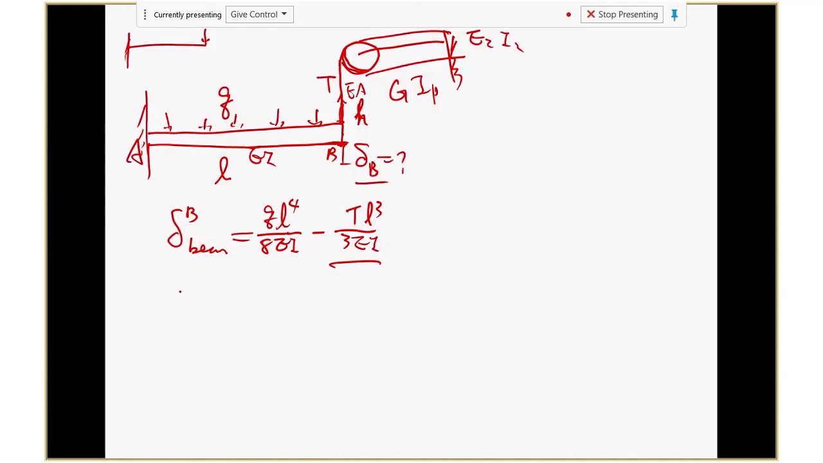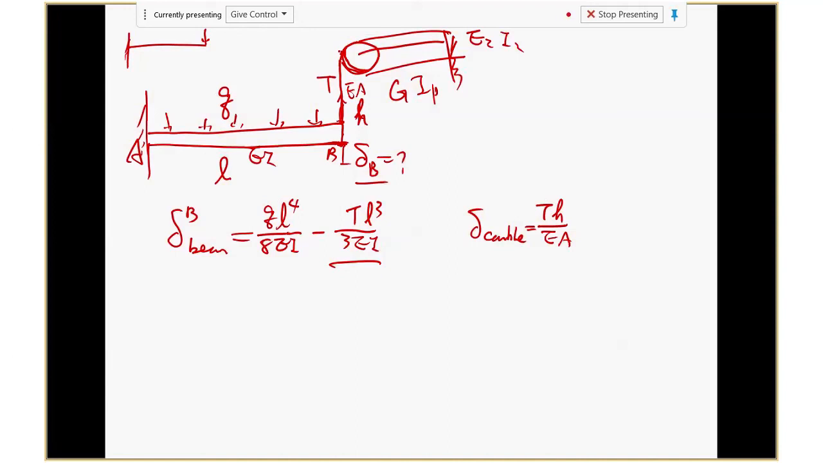Now, how much does the cable deform? It will be T H over EA.